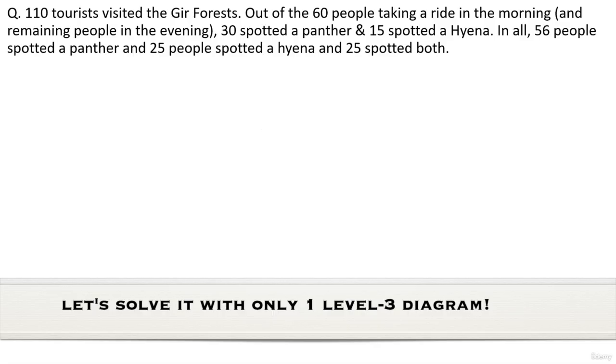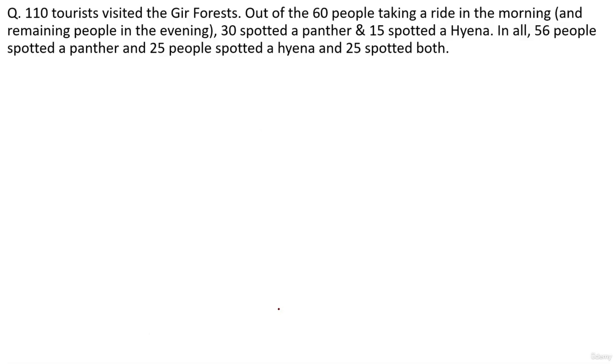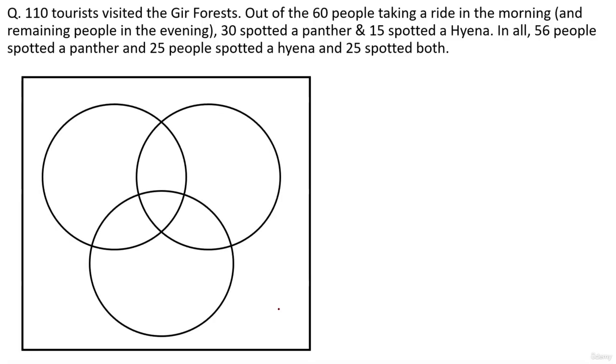Okay, deja vu exactly. तो ये सेम क्वेश्चन जो हम लास्ट क्लास में कर चुके हैं. In the last class we took 2 level 2 Venn diagrams and solved them separately for morning and evening. यहाँ गाइस हम लोग एक ही level 3 Venn diagram ड्रॉ करेंगे और पूरा क्वेश्चन सॉल्व कर सकते हैं इससे. Let's see how. Okay, so 110 people.